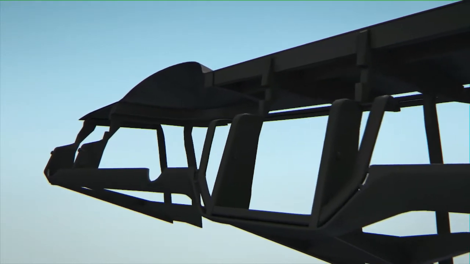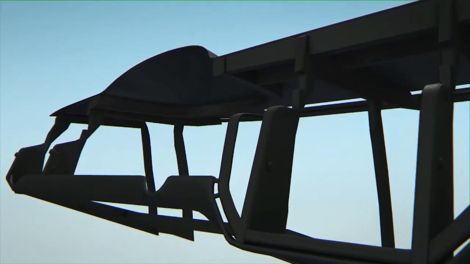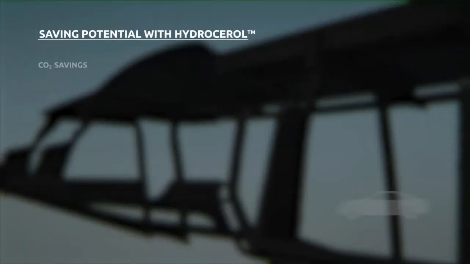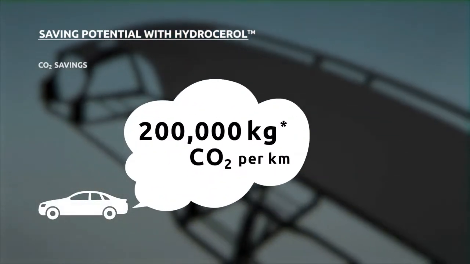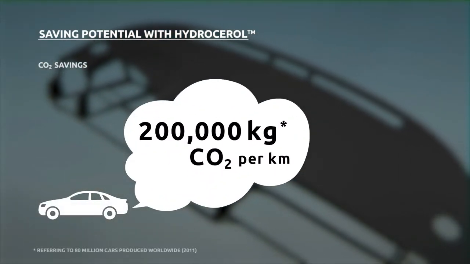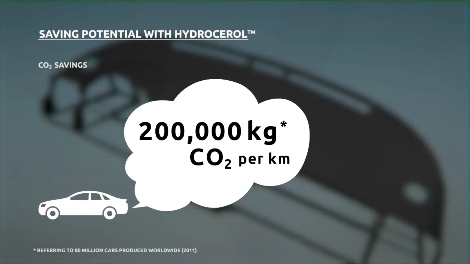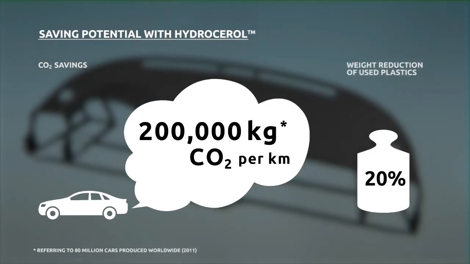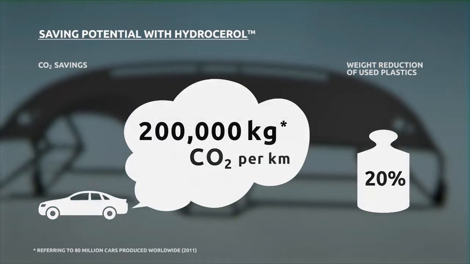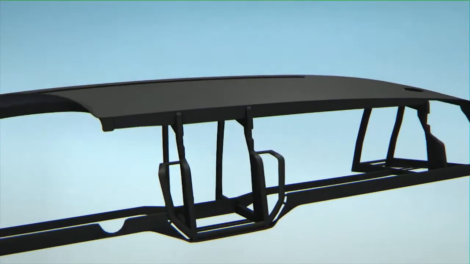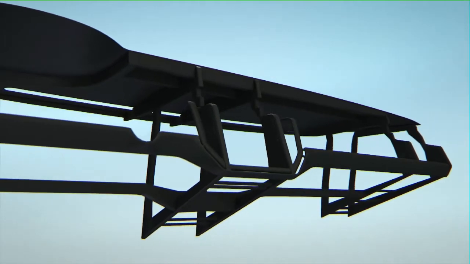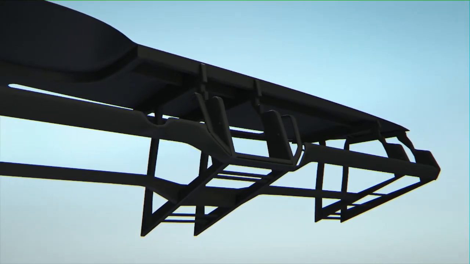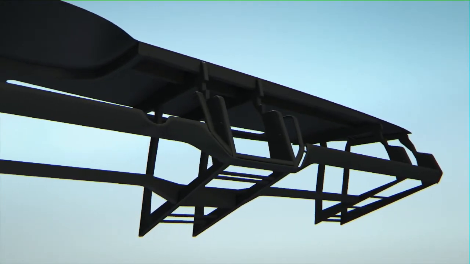Plastic is lighter than most other materials, and lightweight construction is known to save energy. HYDROCEROL, a chemical foaming agent, can be used to foam plastic and reduce its weight by about 20%, depending on the component geometry, without losing its stability. In the dashboard supports alone, which weigh about 3 kilograms, the reduction is about 600 grams.